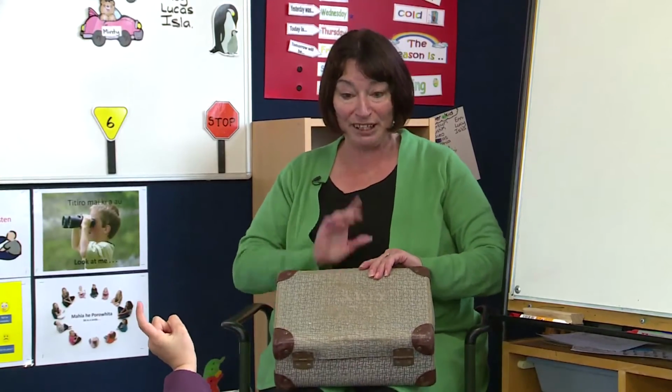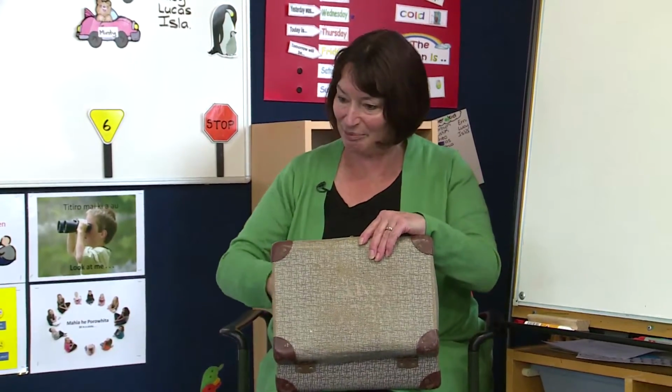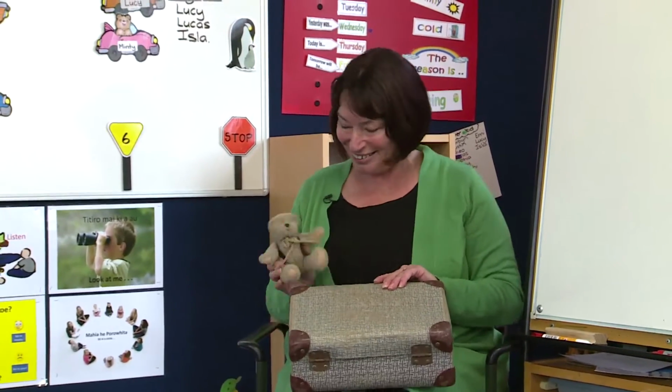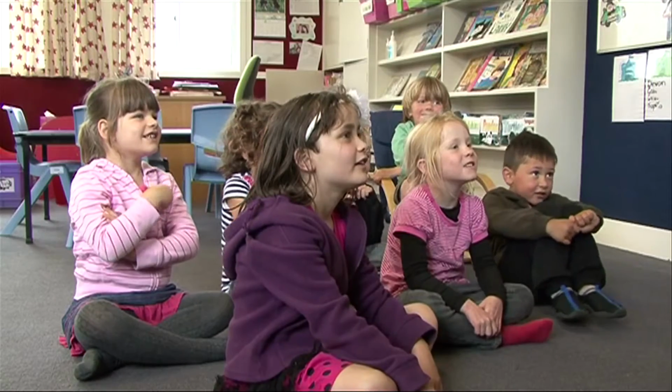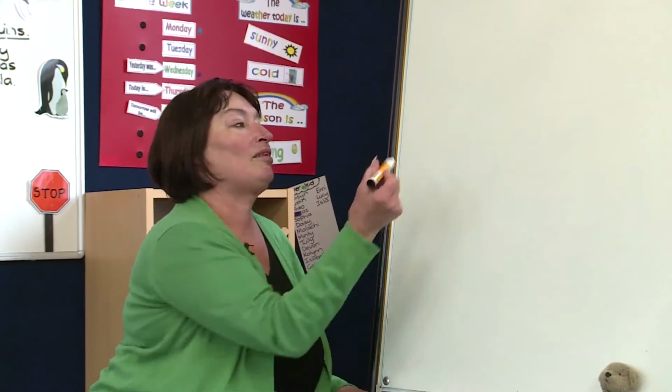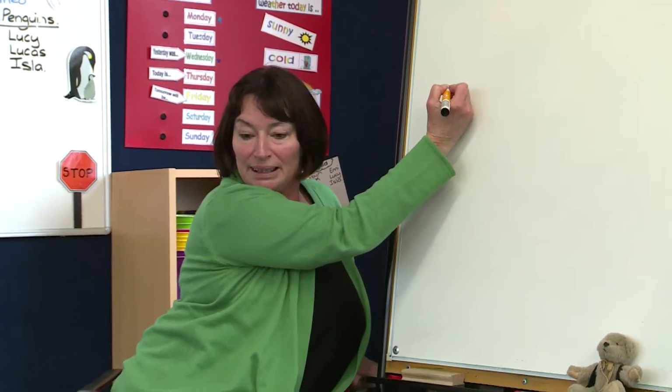Okay, here's my little friend. Here he is. He's a bit shy. You say hi, Little Ted. Hi, Little Ted. We write his name up here. What's the first sound we hear? Little.